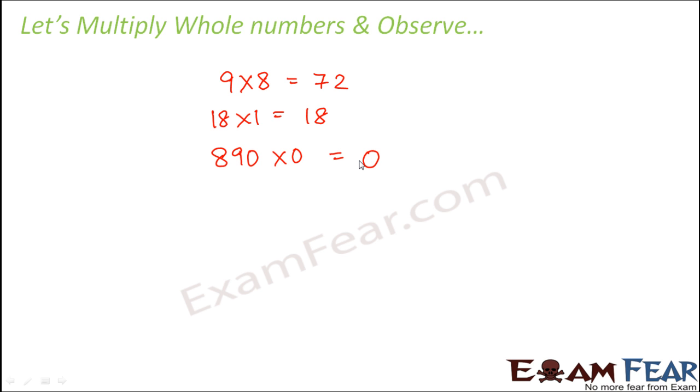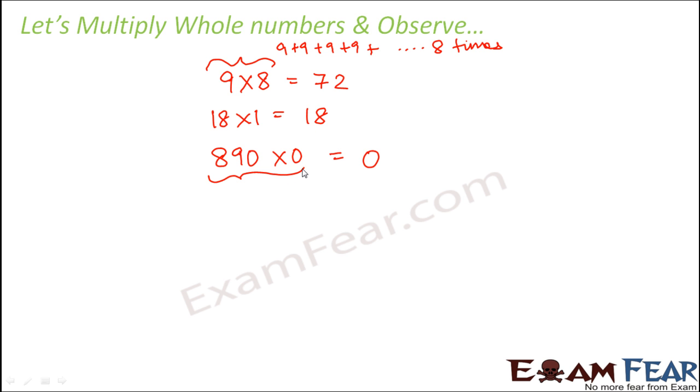Do you know why? Because whenever we say that something is multiplied by something, we basically mean, let's say when we say 9 is multiplied by 8, that means 9 is added 8 times. That is the meaning of it, that we are actually adding 9 for 8 times. That's the meaning of 9 into 8.